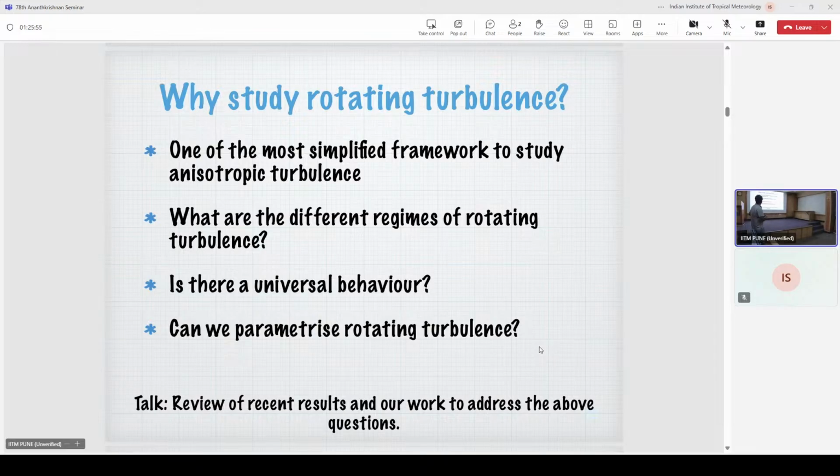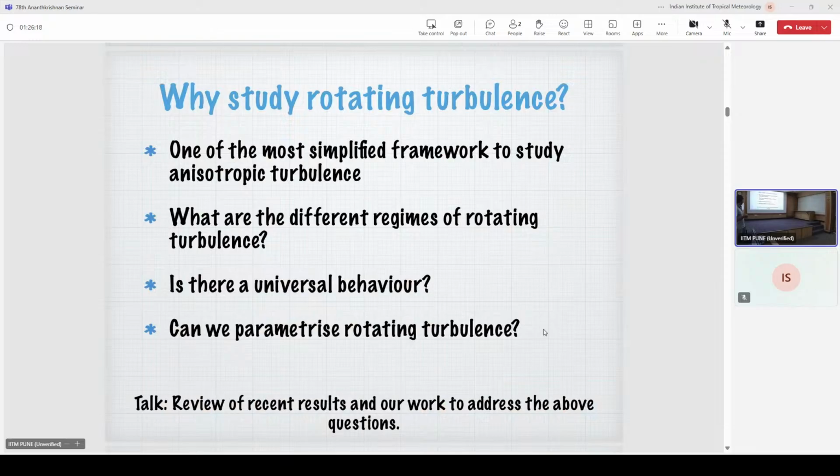The second question that is interesting is, does rotating turbulence have some universal behavior? Can we derive something like a Kolmogorov theory for rotating turbulence? And if so, does it have only a single regime or multiple regimes of rotating turbulence? And the final question, as a turbulence modeler: can we parameterize rotating turbulence? Can we derive effective eddy viscosity models for rotating turbulence?